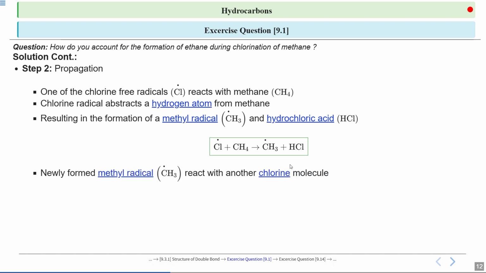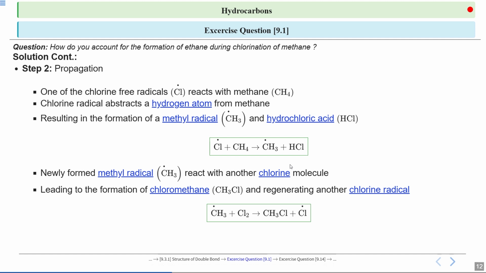Now this newly formed methyl radical reacts with another chlorine molecule. This is the second part of the propagation step where the chain reaction continues to build. It is like passing the baton in a relay race. Then this reaction leads to the formation of chloromethane and generates another chlorine radical. The chlorine radical can now go on to react with more methane, perpetuating the reaction. This regeneration is what makes it a chain reaction. So this was the propagation step.